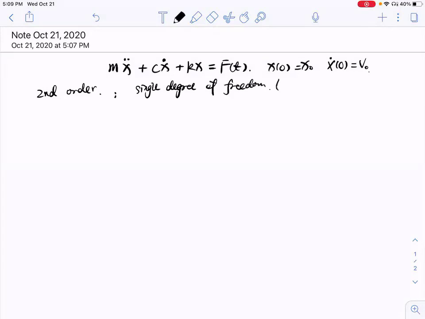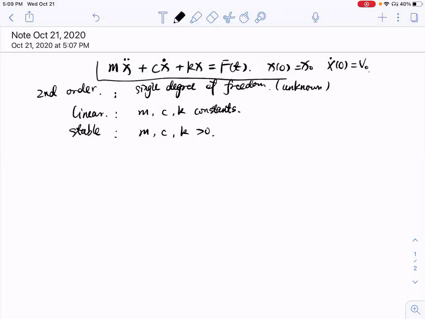So then you just count how many unknowns you have. In this case, your unknown is only X. You have 1 unknown. So that's why we call it a single degree of freedom. It's also a linear system. That means your M, C, K are constant. Right? And then it's also a stable system. That's when we say M, C, K, they're all positive. So when you see such an equation, we can say that's the second order single degree linear and stable.